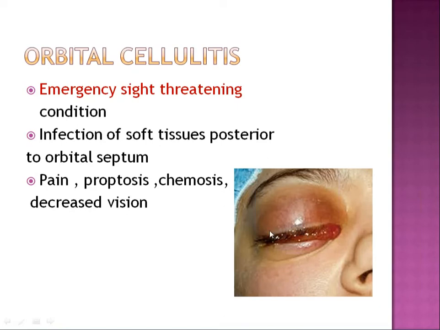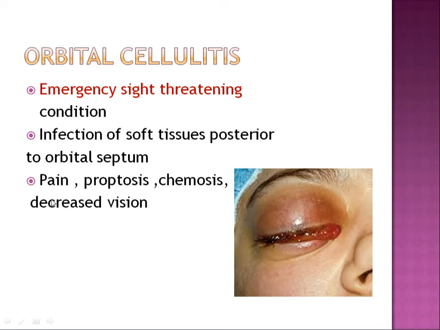Initially, the patient may come to you with a preseptal cellulitis, wherein there is only edema in the anterior part of the eye, the anterior part of the lid. When the inflammation crosses the orbital septum, it is called orbital cellulitis. So the infection progresses into the orbital cavity, and the patient can lose vision. It is an emergency, sight-threatening complication because, with infection in the orbital cavity, there is every chance that the optic nerve can get compressed.